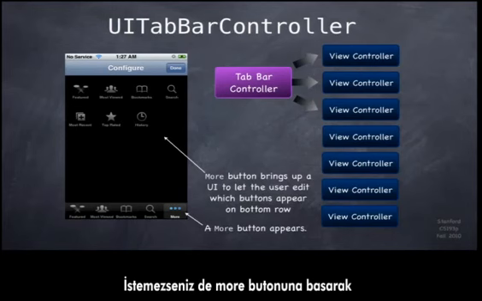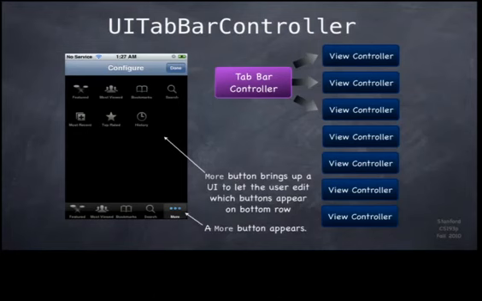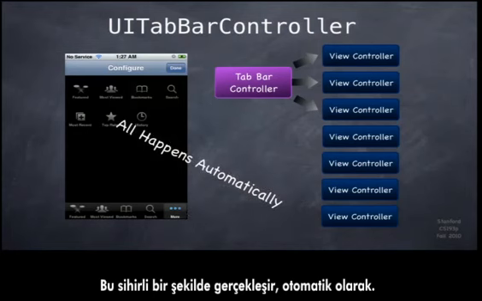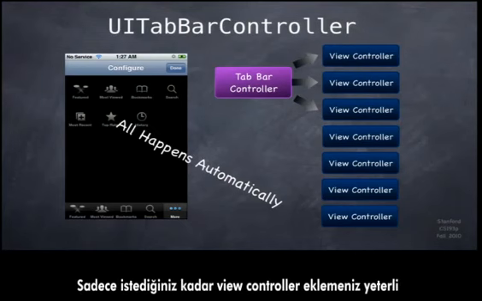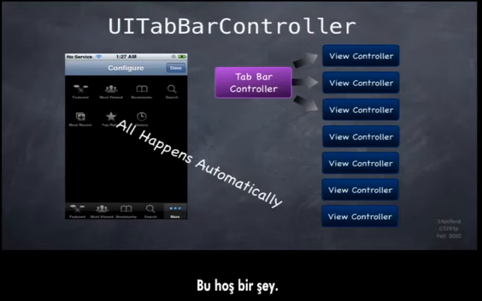Or if you don't allow them to pick what's on the bar, they can go to this more place and choose one of the ones that's not the 4 defaults. All right? And this magically happens. It happens automatically. You don't need to do anything to make it happen. You just add as many view controllers as you want, and it'll automatically put this UI up there for you. So it's kind of nice.